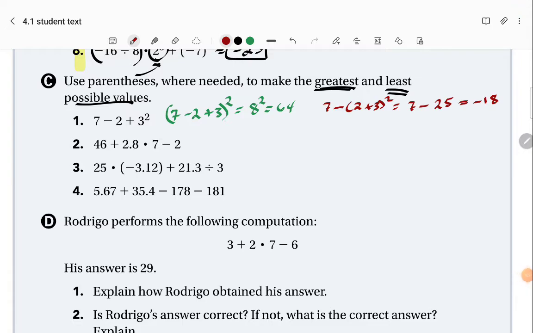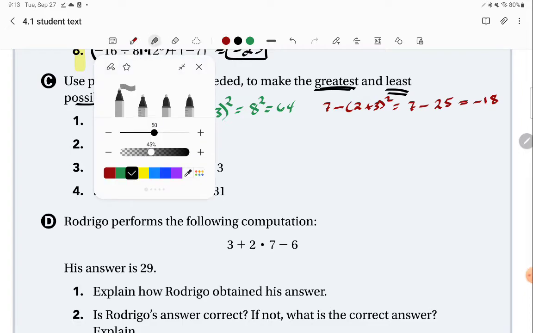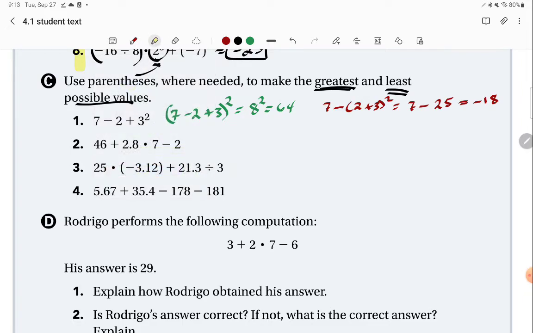So the green is the greatest and the red is the least here. And so when we're looking for the greatest, I went ahead and I put parentheses around all of the numbers because 7 minus 2 plus 3 is 8. And then when you take 8 squared, that gives you 64. That would be the greatest. And then the least was to put parentheses around the 2 plus the 3, which is what I did here. Because 2 plus 3 is 5. 5 squared is 25. And then 7 minus 25 gave me negative 18.